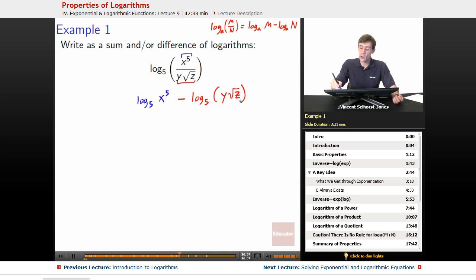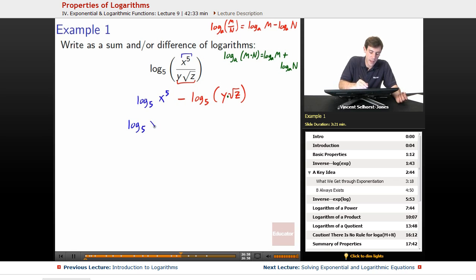Great. Now we also have the rule that log base a for any a of m times n equals log base a of m plus log base a of n. So we can split with addition as well. So we've got multiplication here, right? Y times root z is what's really there. So log base 5 of x to the 5th minus, now notice we're splitting all of this here. So we're still subtracting by all of it, so we want to put it around parentheses because it is effectively a substitution that we're doing here.